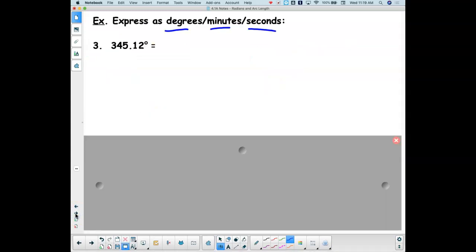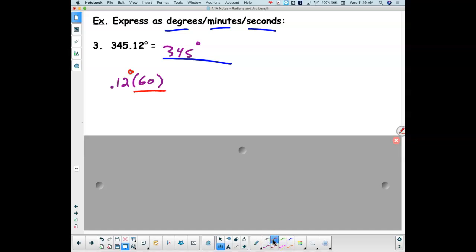So what do we know? Right away, we know that we have 345 something. So we know we have 345 degrees. We just have to figure out how many minutes and how many seconds. So I think about that 0.12 of a degree. Well, there's 0.12 of a degree out of 60 minutes. I can multiply those two, because I can think factor label on this, since that's a degree.